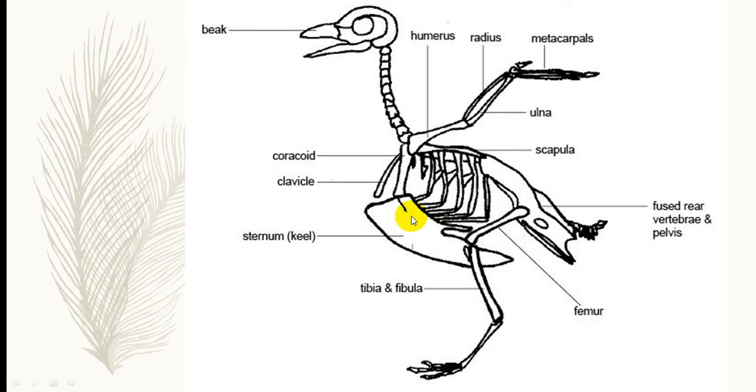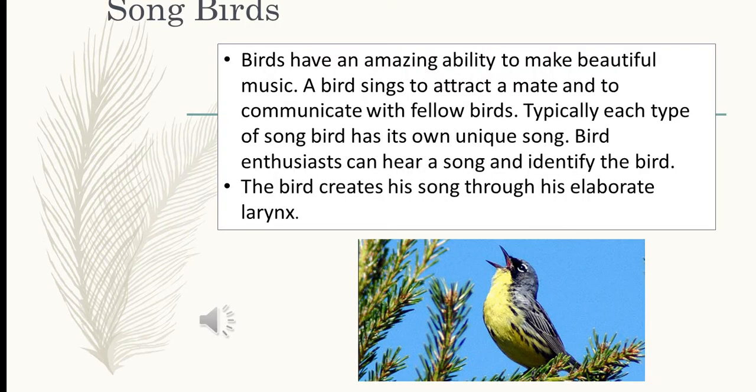Here's that bone structure. The breastbone right here is very large. You probably know that from having eaten chicken before. And there's breast muscle all around there. So it allows that wing to be lifted up and give them that thrust to get up in the first place. All right, songbirds. Birds make beautiful noises.